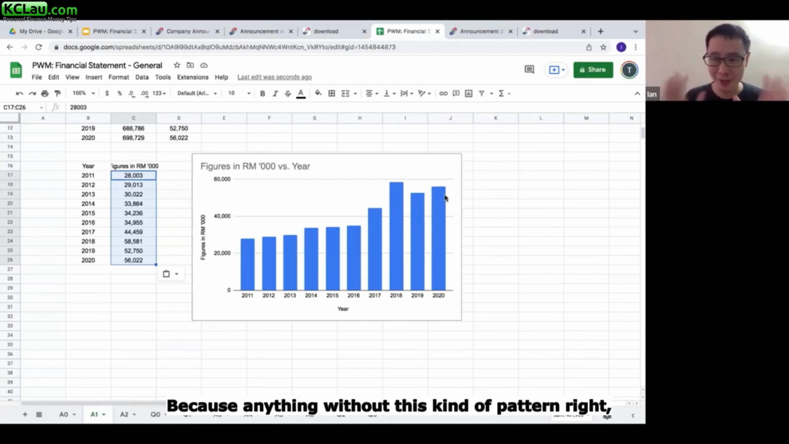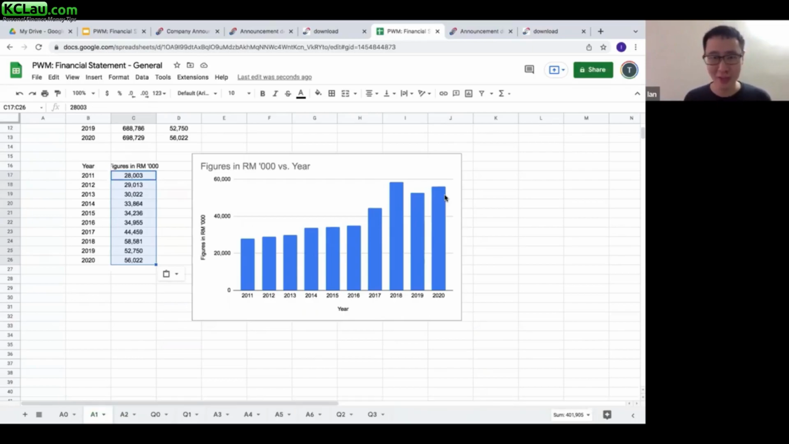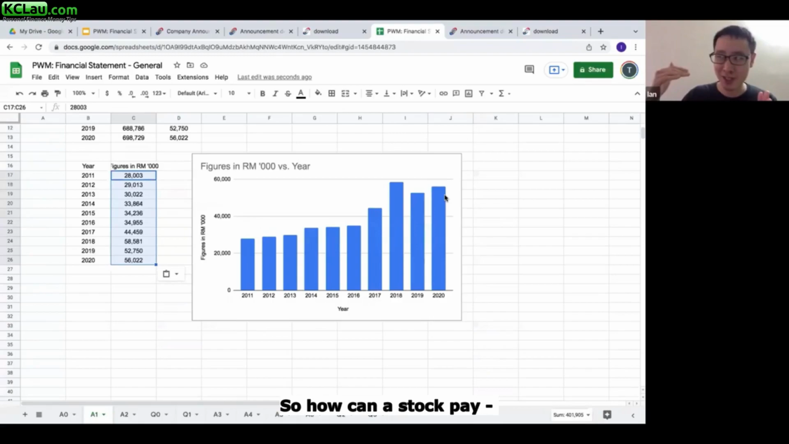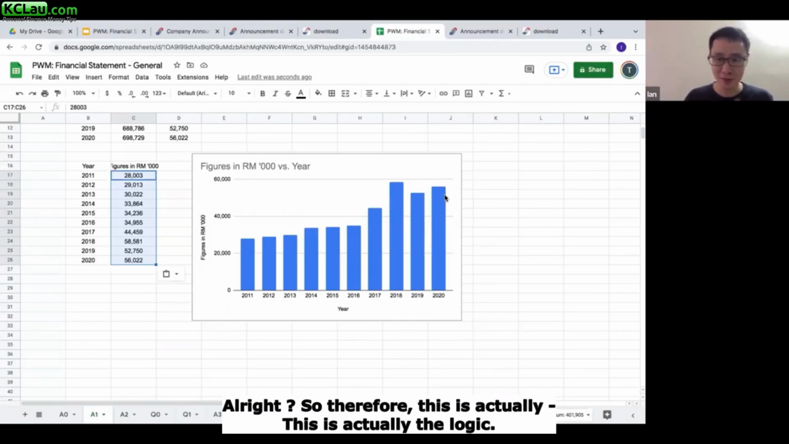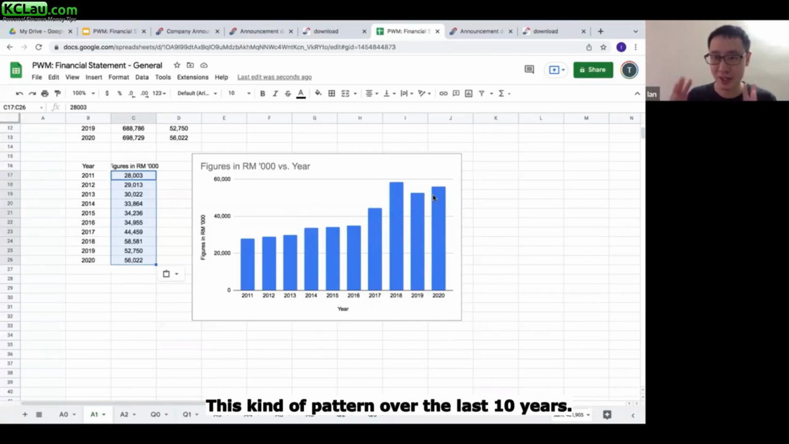Anything without this kind of pattern, I probably won't put into the membership, which is Dividend Walk, because it's a waste of time. My objective is to have a stock that pays me increasing dividends year after year. So how can a stock do that if they can't even make consistent growth in profits year after year? Therefore, this is the logic. That is why we focus on companies that have delivered this kind of profit pattern over the last 10 years.